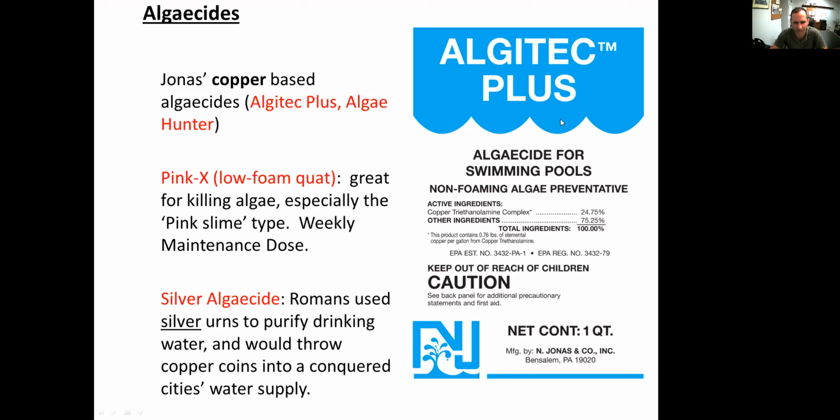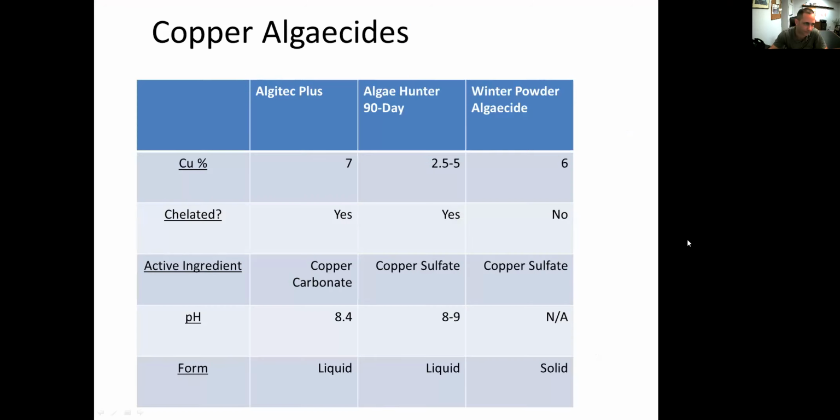I will say the silver algicide is a bit more expensive, and it's because it seems to be more powerful against certain types of algae, especially black algae, which is what people really like to use the silver algicide for. It's effective against black algae, whereas some of the other algicides don't seem to work as well. And this chart here just compares some of our algicides and what the difference in the formulation is.